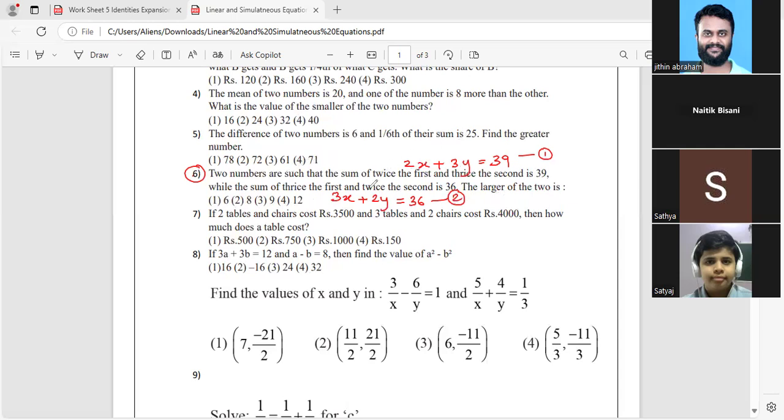Now, how to find? You'll have to eliminate one. So how to eliminate x? Let's make x common. The common number for them is 6. In order to make this 6x, I'll have to multiply the first equation by 3, and the second equation by 2. When I multiply the first equation by 3, I get 6x plus 9y is equal to 117. And the second will be 6x plus 4y is equal to 72.